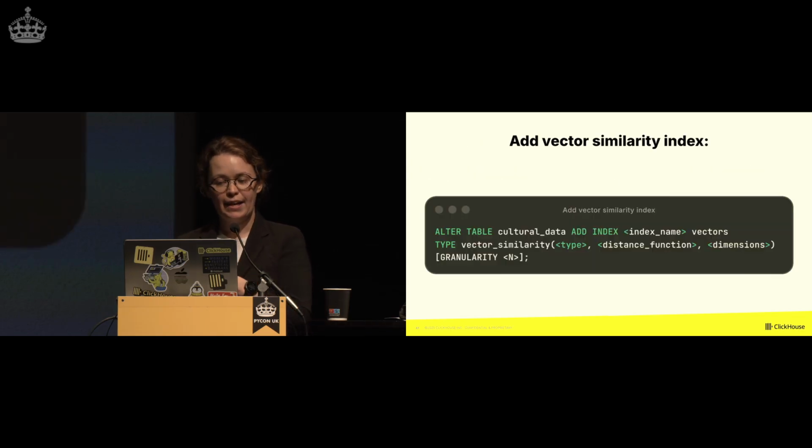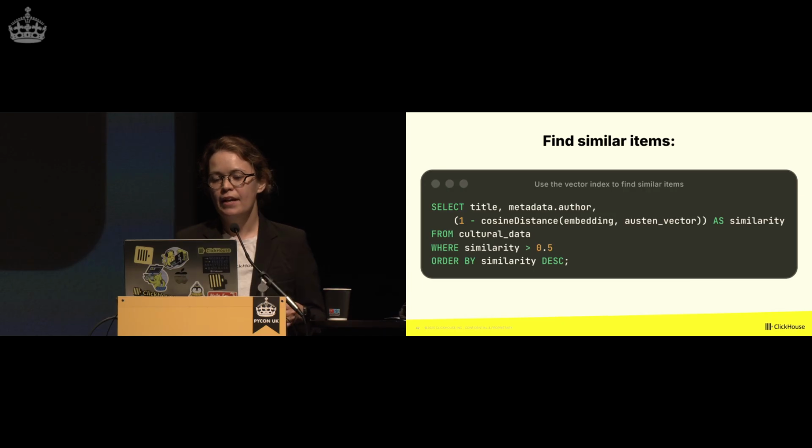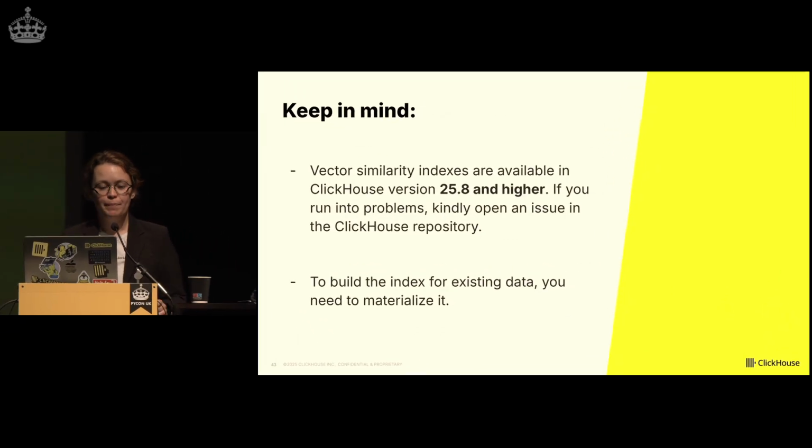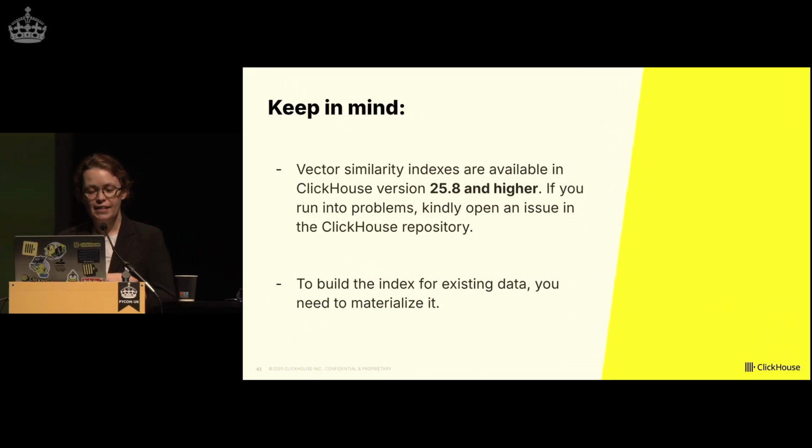To enable this in ClickHouse, there are two key commands. First, you add a vector similarity index to your table. Then, in your query, you use a function like cosine distance to find the items with the highest similarity to your search. Keep in mind, vector similarity indexes are available in ClickHouse version 25.8 and higher. I think it came out just last month. If you run into problems, you can ask in our Slack or GitHub. And to build the indexes for existing data, you need to materialize them.